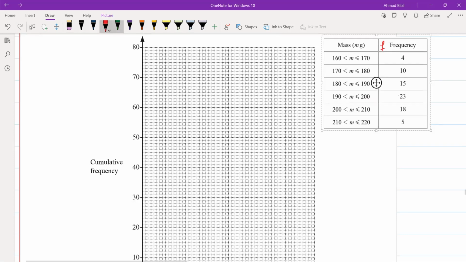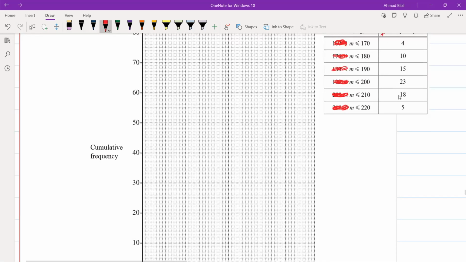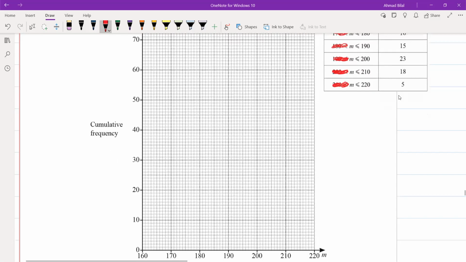एक तो हम सिर्फ upper limits को consider कर रहे होते हैं. So anything that's less than or equal to 170, that's here. Mass less than or equal to 170, lower limits हम खत्म कर देते हैं. Cumulative frequency में हम सिर्फ upper limits ले रहे होते हैं. We get rid of these. ठीक है, ये हमारे पास पॉइंट्स आ गए x axis के ऊपर 170, 180, 190, 200, 210 and 220.